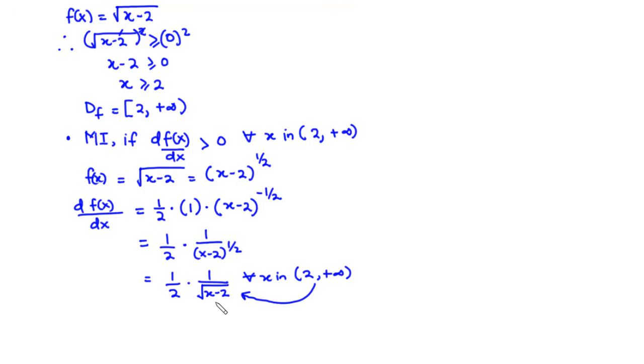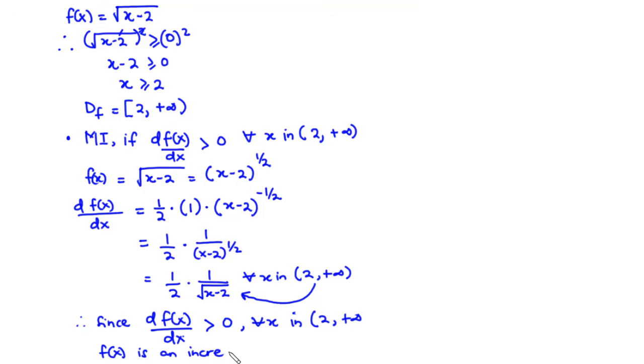Let's say you put 4 inside of here, 4 minus 2 is still positive, everything becomes positive, and that's greater than 0. If you put 5, 6, and so on and so forth, everything you have here becomes positive. Therefore, we say that since the first derivative of the function is greater than 0 for all x in the open interval 2 plus infinity, f of x is an increasing function.